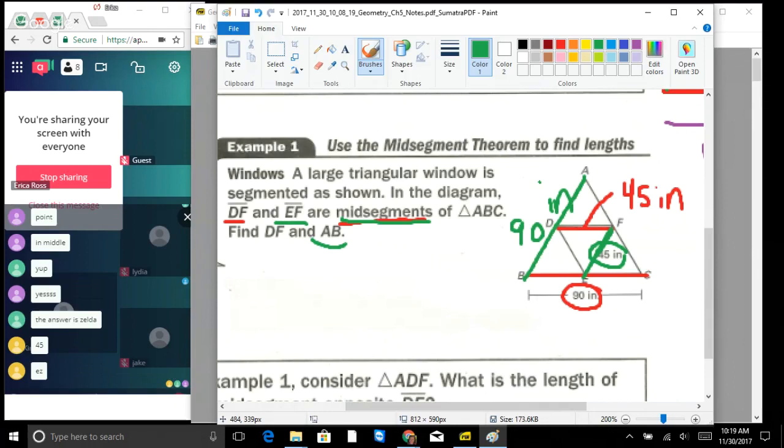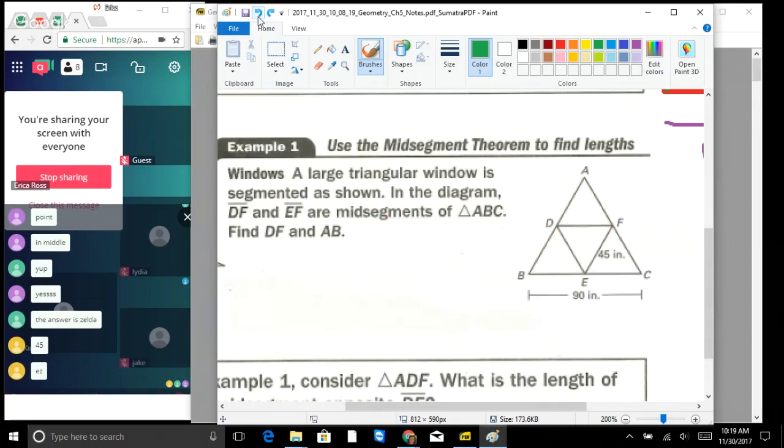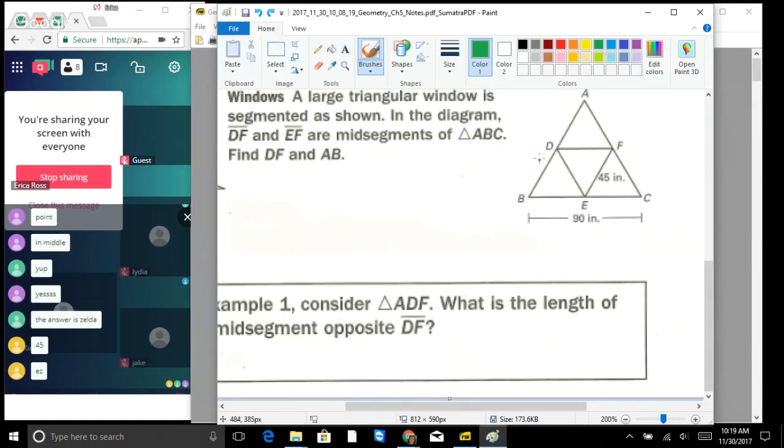Easy. We like easy, right? Okay, let's unchristmify this a little bit because the next question's slightly more tricky, but still not hard. In this example, let's consider triangle ADF.